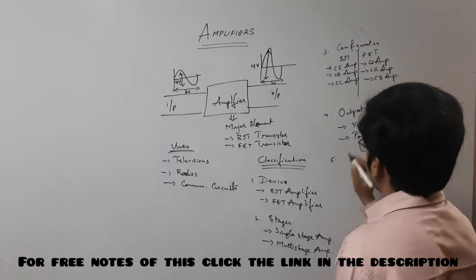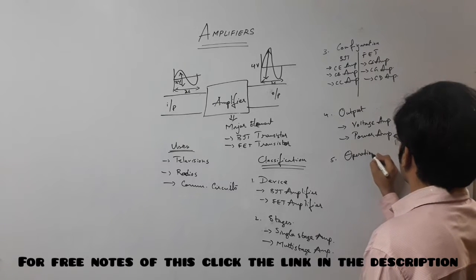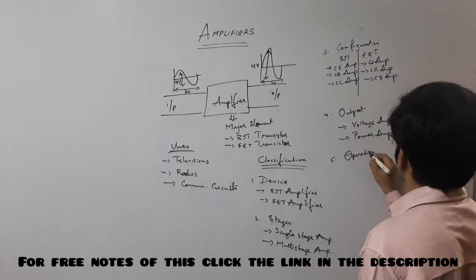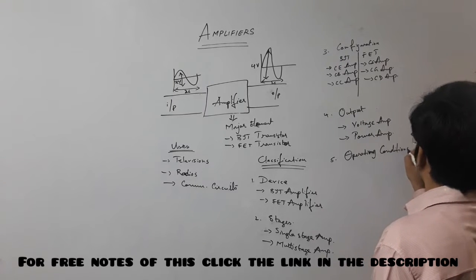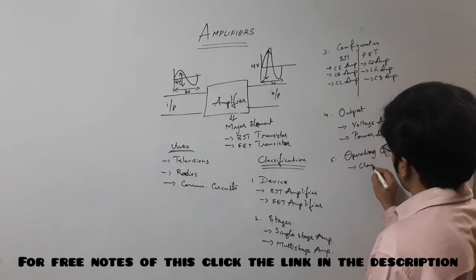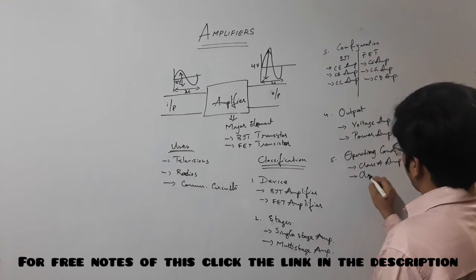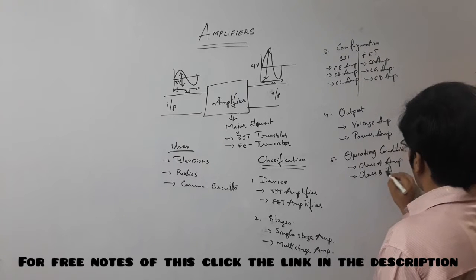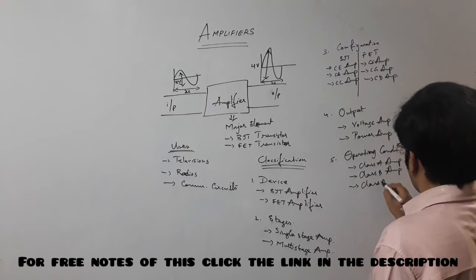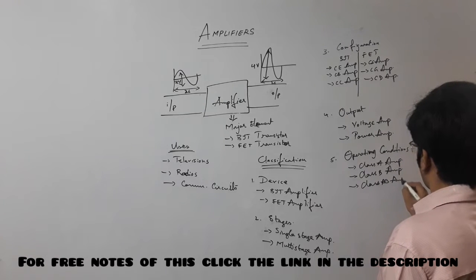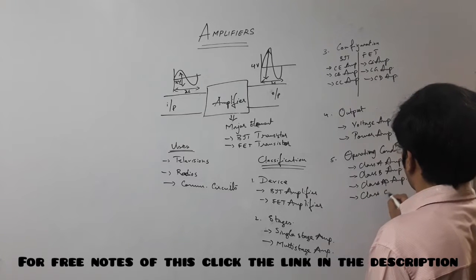The 5th classification is based on the operating conditions. You have class A amplifier, class B amplifier, class AB amplifier, and class C amplifier.